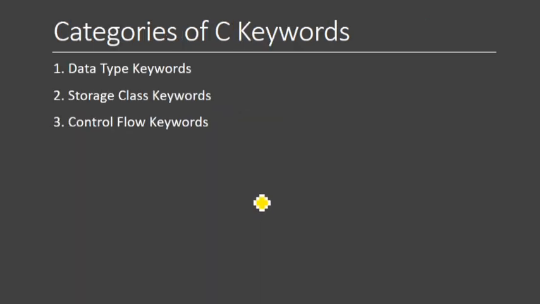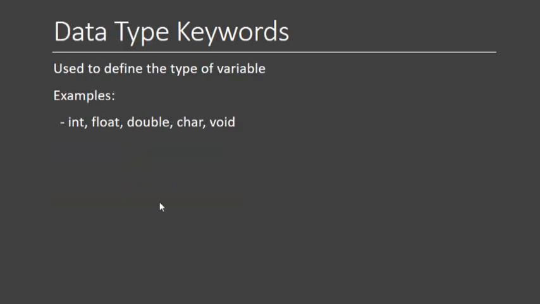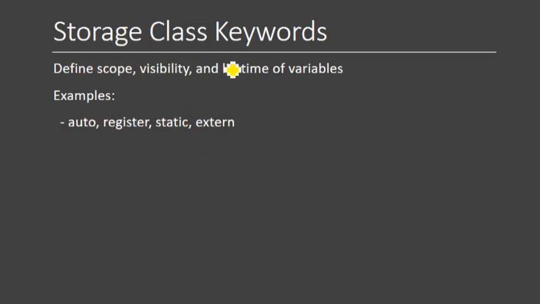There are six types of keywords: data type keywords, storage class keywords, control flow keywords, type qualifier keywords, function related keywords, and miscellaneous keywords. Data type keywords, as the name says, store the data: integer data, float data, character, void. And storage class keywords: auto, register, static, extern.